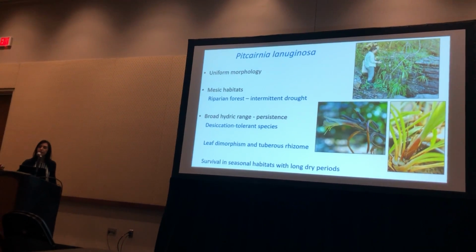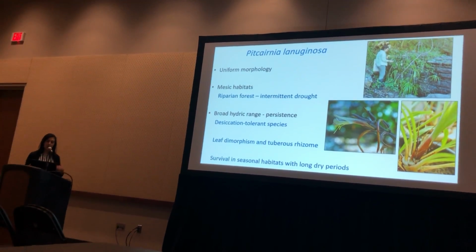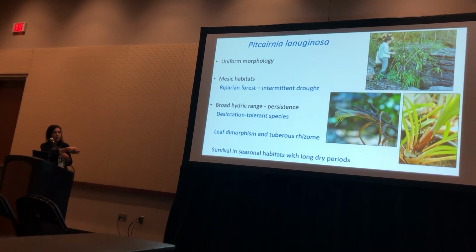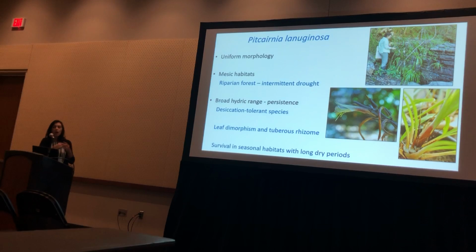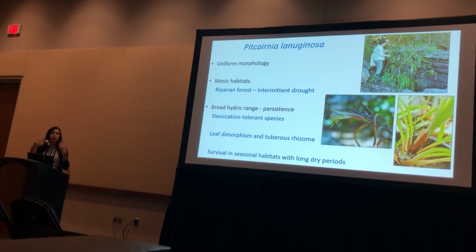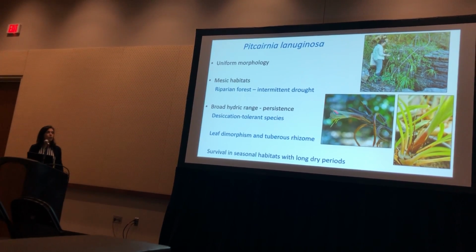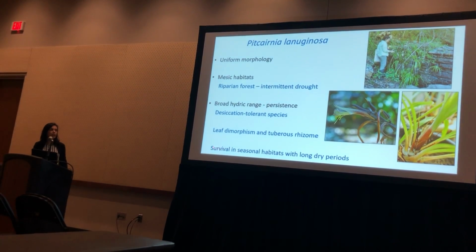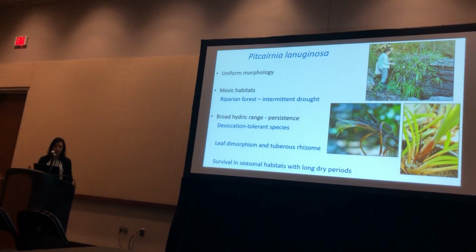When we have this severe drought, they lose all the green leaves, and they remain as the tuberose rhizome here with this spine, waiting until the water comes, and then they produce more green leaves. And this allows them to persist and survive in seasonal habitats for a long dry period.